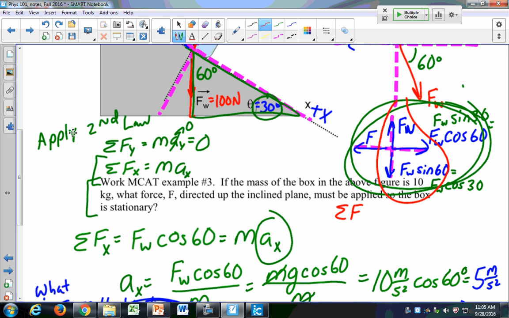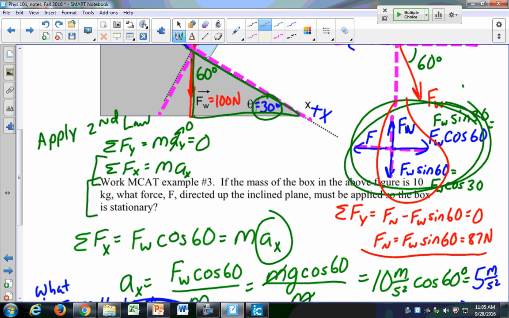The sum of the forces in the y direction is Fn minus Fw sine of 60. That's going to equal to 0. In the y direction, the acceleration will always equal 0 on the inclined plane. And then I can solve for my normal force. It's going to be Fw sine of 60, which is going to equal to 87 newtons. FW is 100 times sine of 60, which is 0.87, gives me 87.